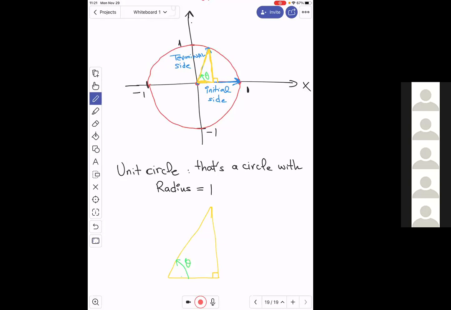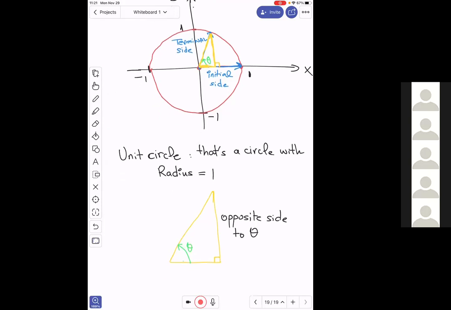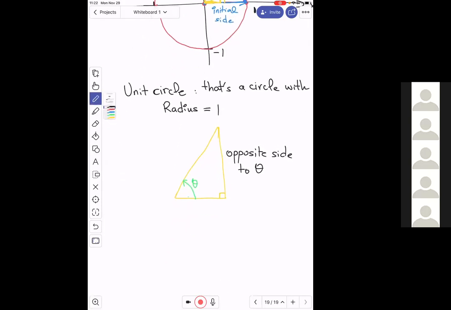So in this right triangle, you have the opposite side to the angle theta, right? The opposite side of the angle theta would be this one. And then you have the adjacent side. Here's your angle theta, so the opposite side is this one here. Now the adjacent side to theta would be this one.